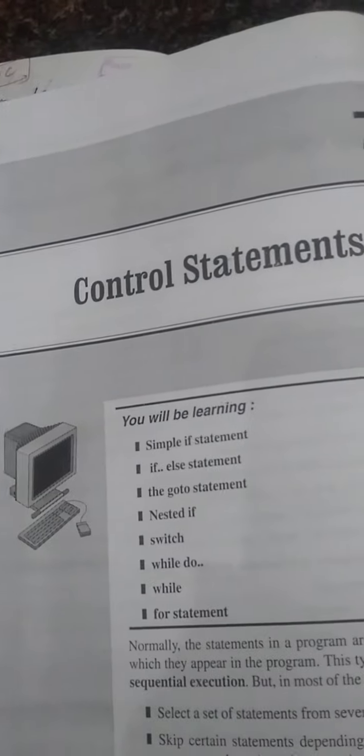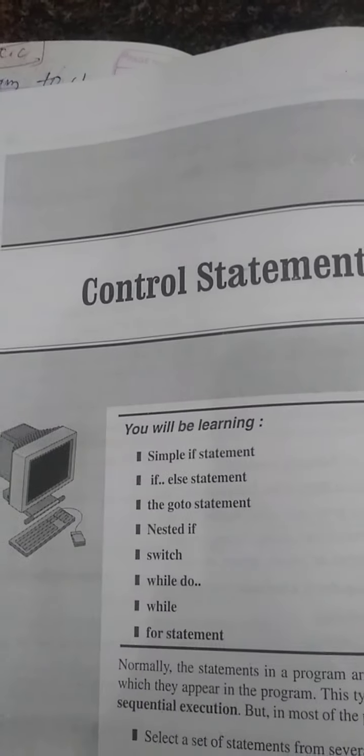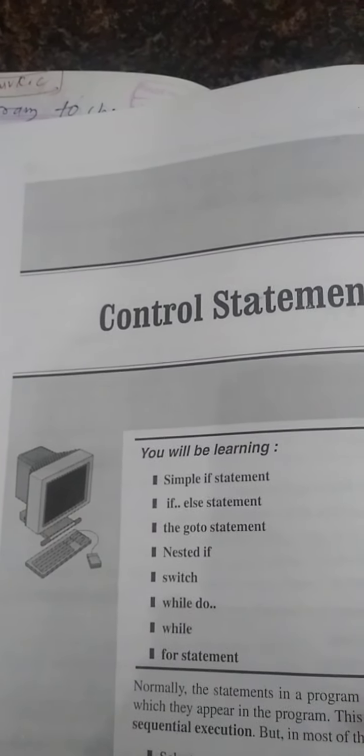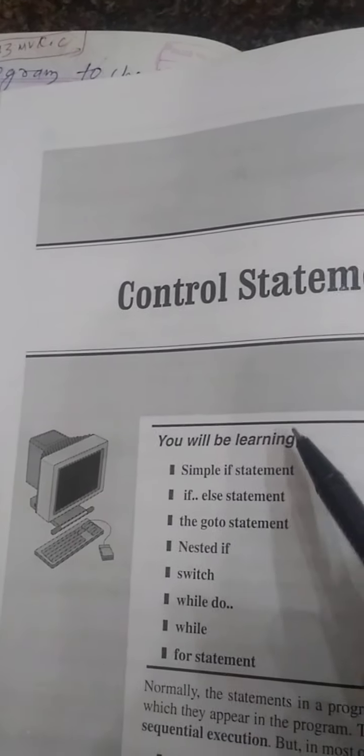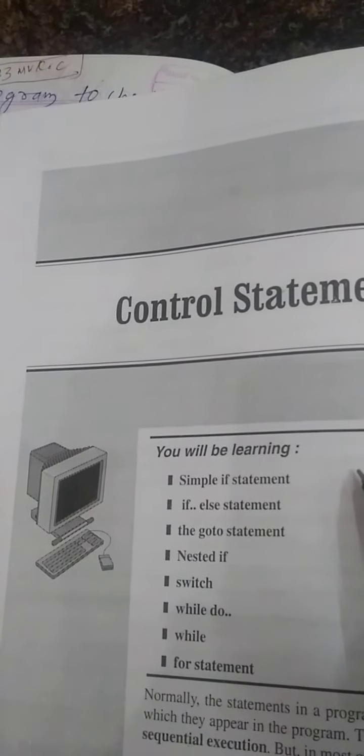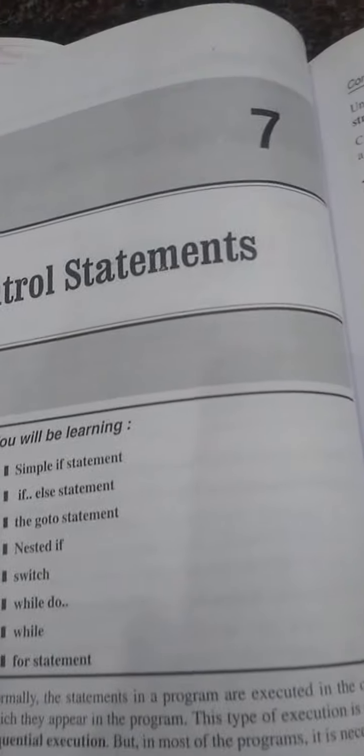So normally the statements in the program are executed in the order in which they appear in the program. Let us study these one by one. These are all called control statements.